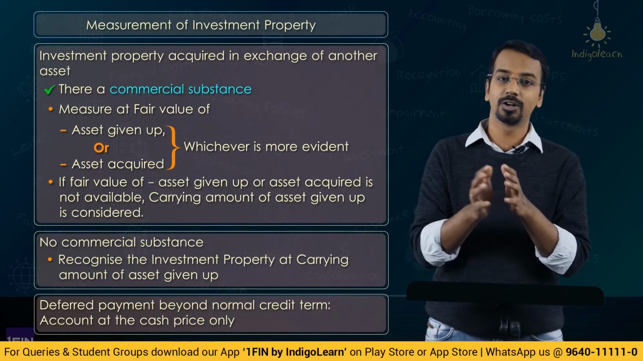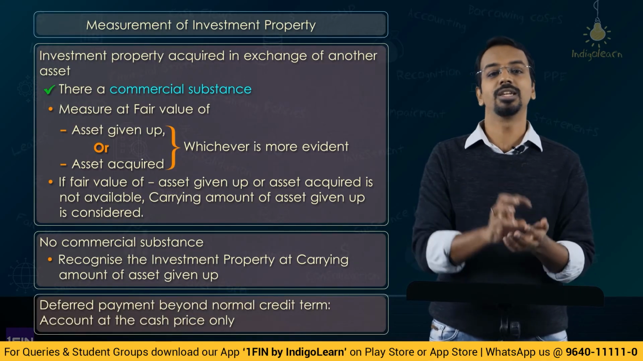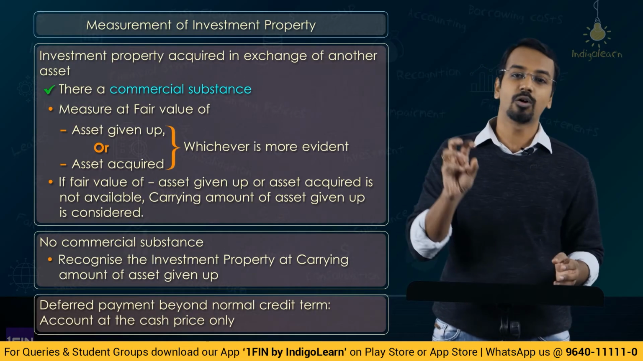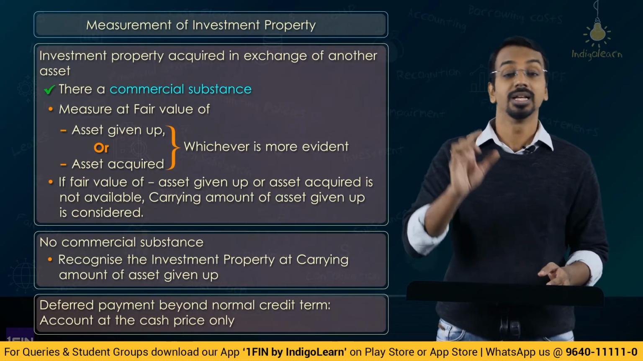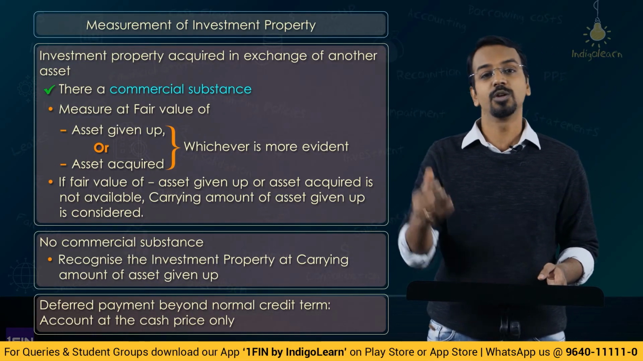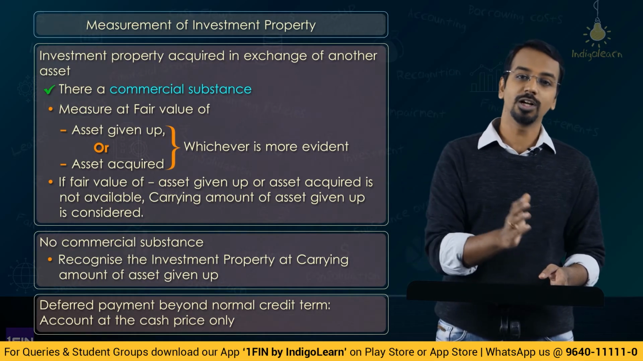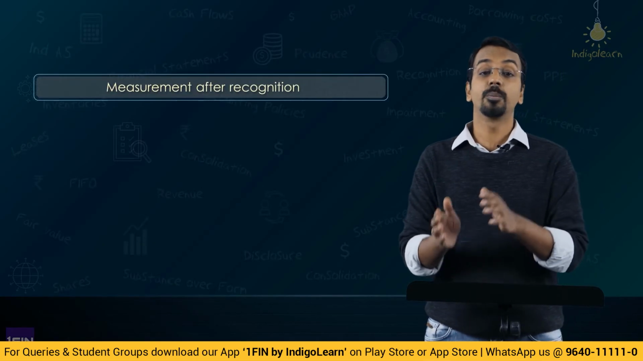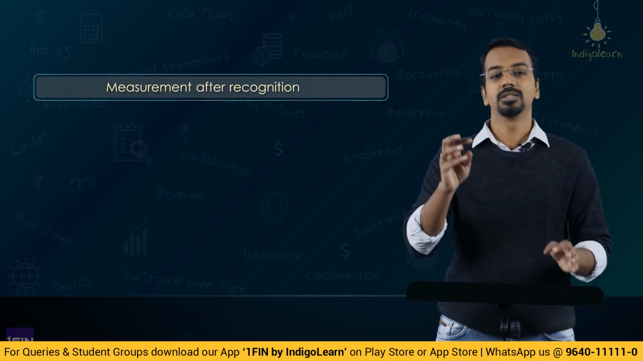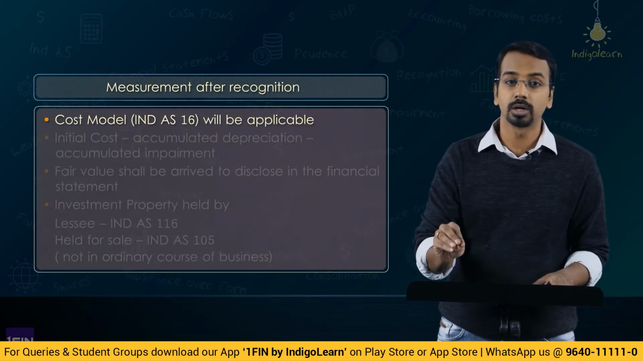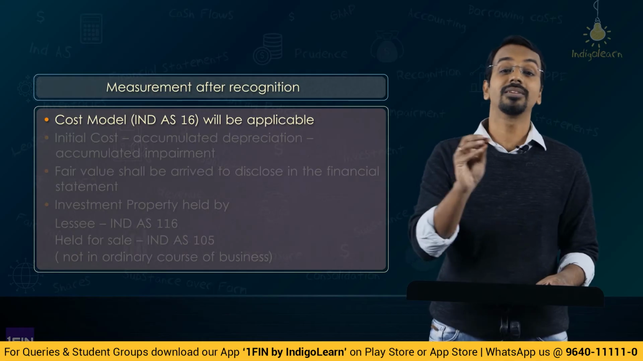If there are deferred payments beyond normal credit terms, then you will arrive at the cash price and account for the investment property at the cash price. The additional amount that is paid will be treated as interest and it will be charged off in the P&L over the period of the payment. Then coming to measurement after recognition, the entity will apply only the cost model. The entity cannot apply the revaluation model.